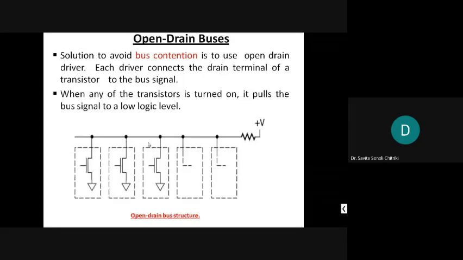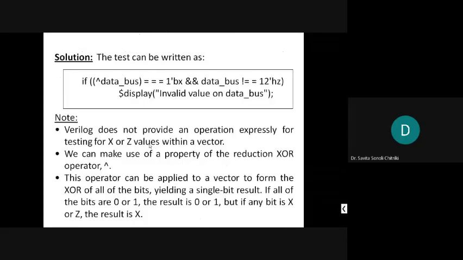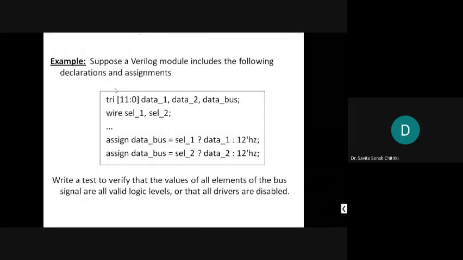Next will be open drain buses. So this you write and come. Example: suppose a VERILOG model includes the following declaration and assignments. Write a test to verify that the values of all the elements of the bus signal are all valid logic levels or that all drivers are disabled. Alright, so this you can do and come.